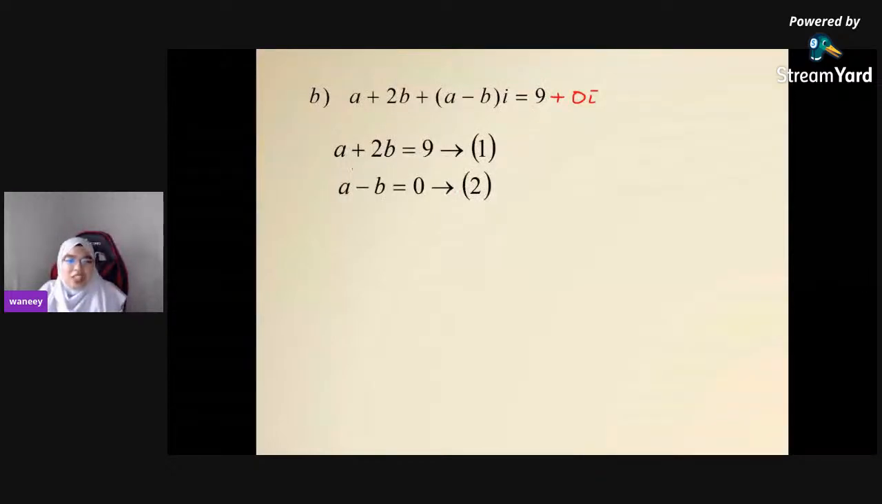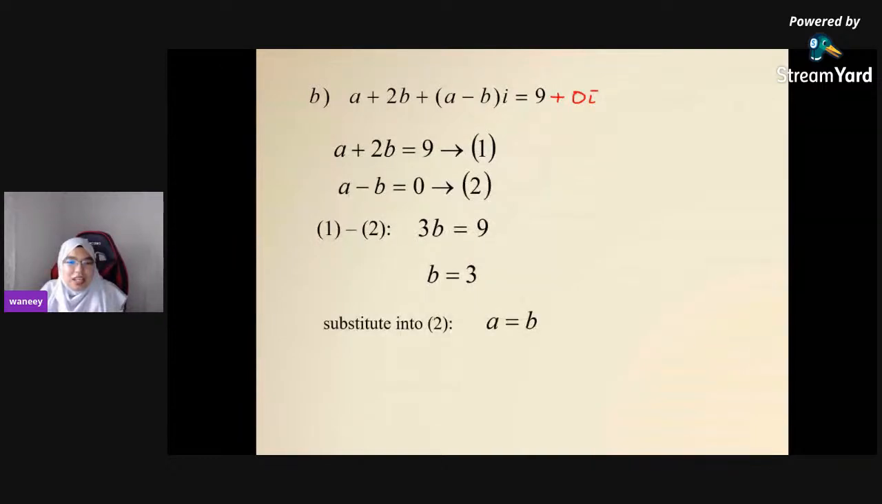Okay, so the first equation, A plus 2B is equal to 9, and then A minus B is equal to 0. I think you can use elimination for this one. So 1 minus 2, deduct them. 3B is equal to 9, B is equal to 3, substitute, and then A is equal to 3. So well done, good job everyone. You are doing great. So the answer is correct. A is equal to 3, B also equal to 3. Well done.